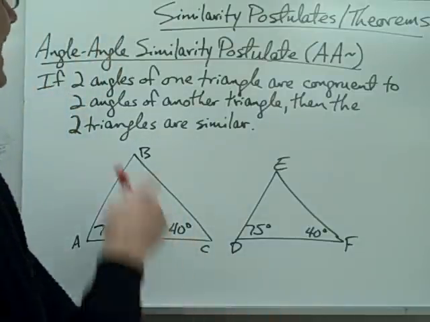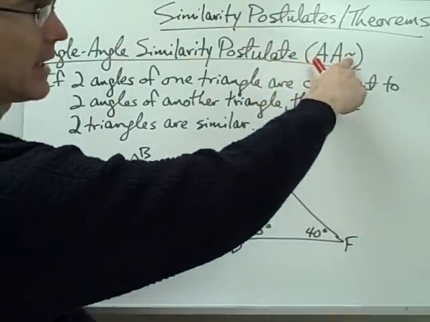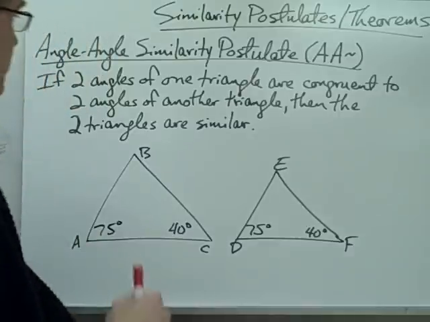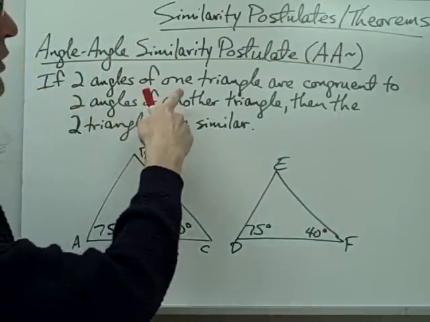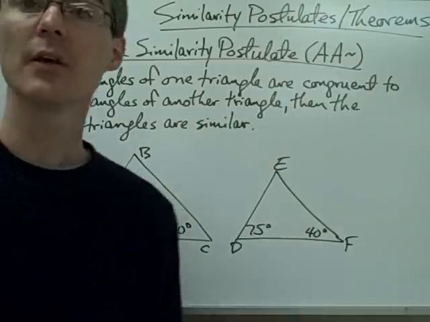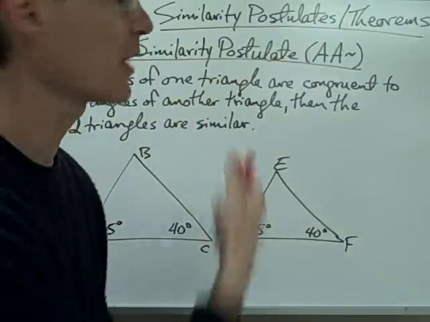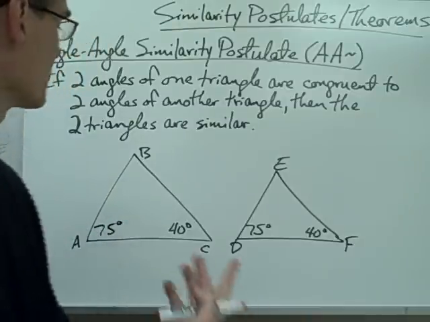The first one is called the angle-angle similarity postulate, and it's abbreviated like this, AA, and the little similarity symbol. And the angle-angle similarity postulate just says, if two angles of one triangle are congruent to two angles of another triangle, then the two triangles are similar. And this is probably the easiest of the three similarity postulates and theorems to use.